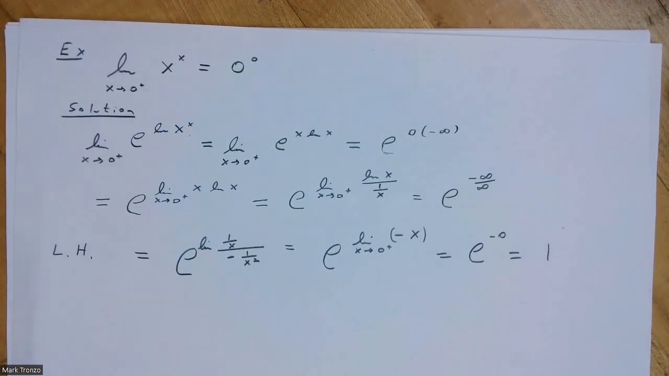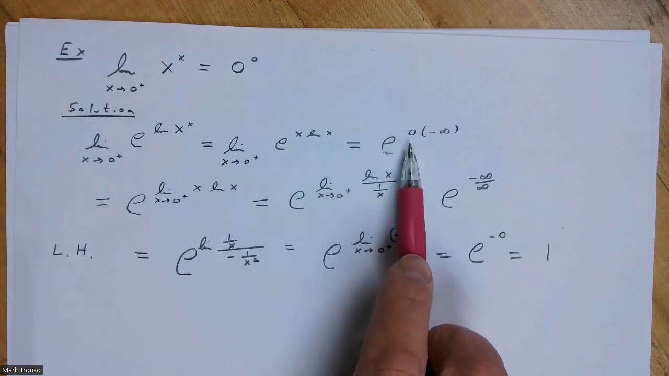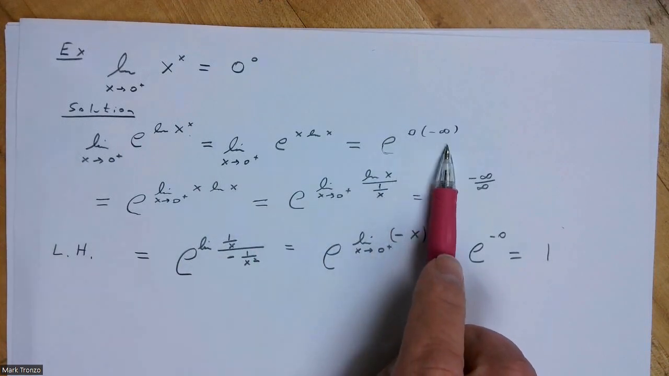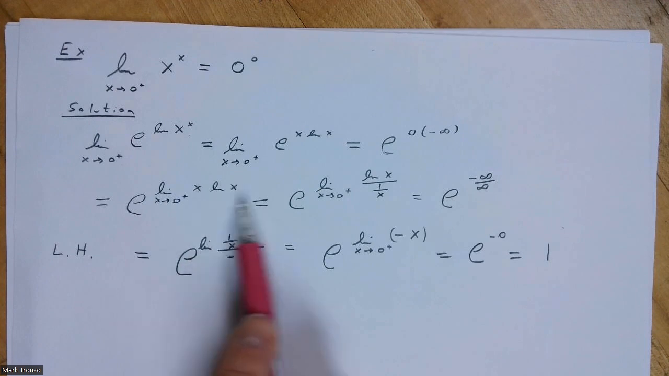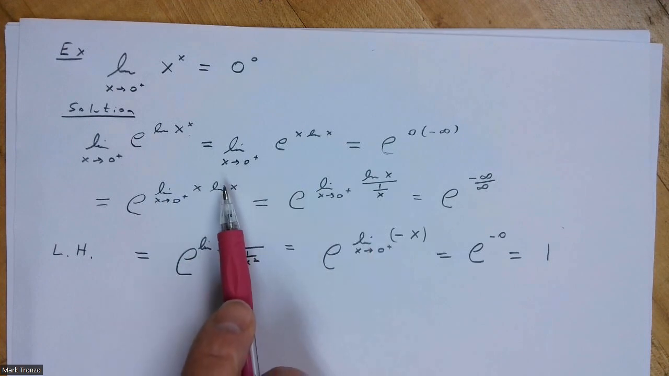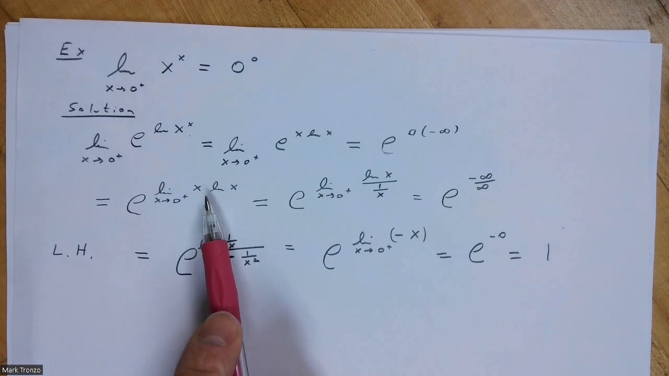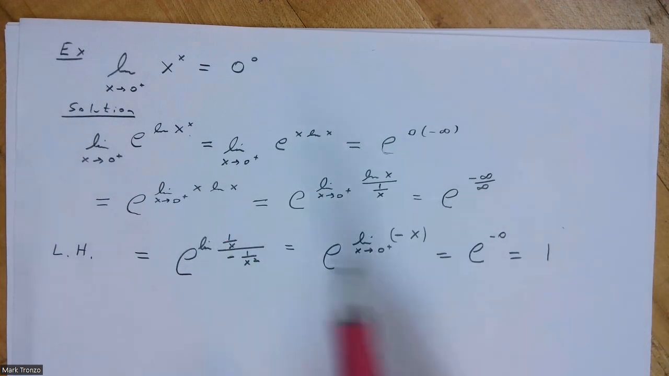So often we have two choices when we get to something like this. When we have 0 times infinity, we could either put this in the denominator like we did here, or put this in the denominator. Often one is solvable, the other one is not, so you often have to try it both ways to find one that will work.